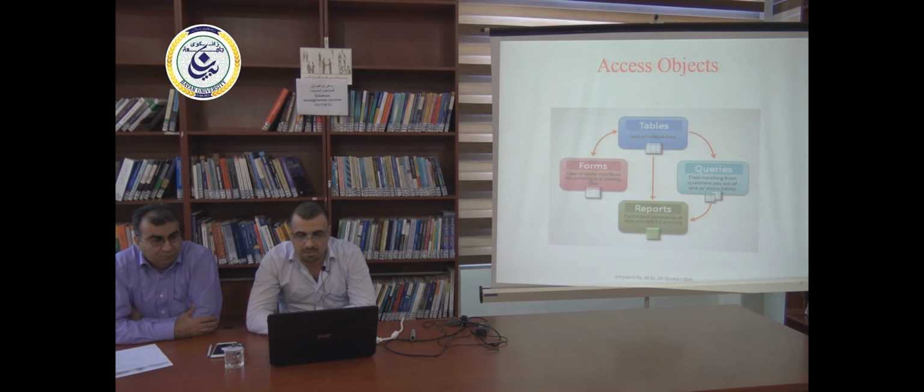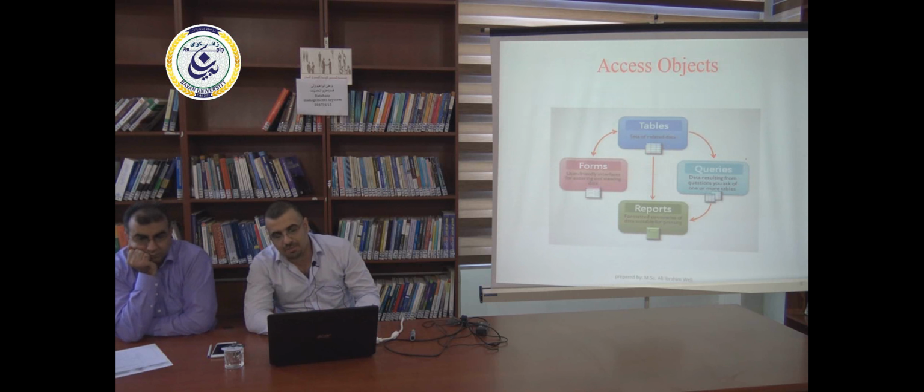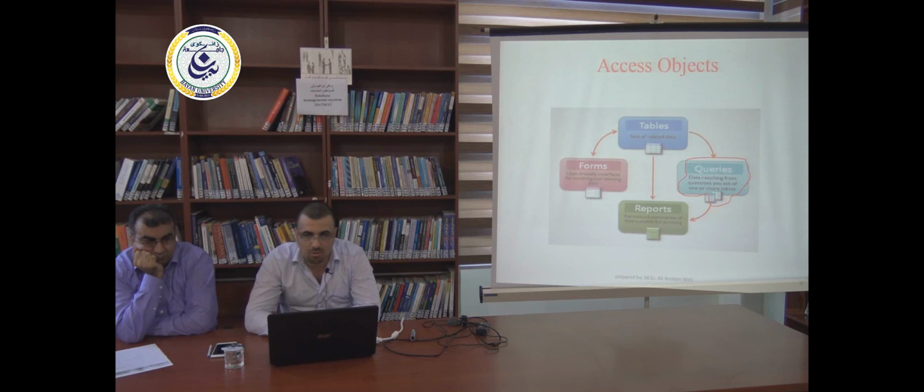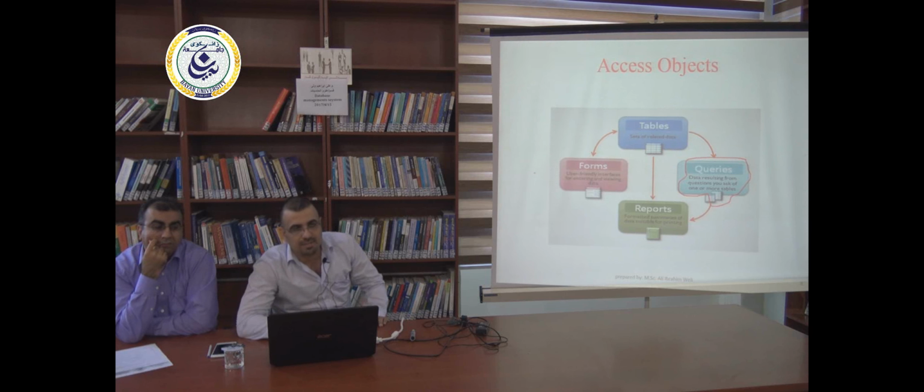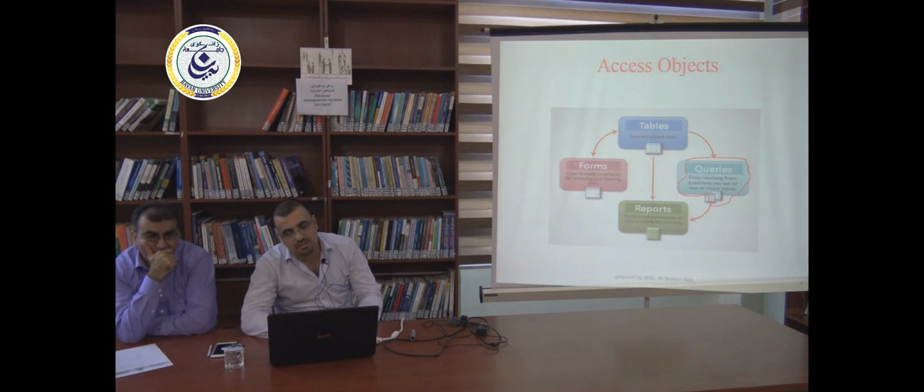The second object in Microsoft Access is the query. A query is used to display parts of the table, depending on a criteria or a condition. The third part of the Access objects is the form. A form is a user-friendly interface that is used to enter data, and the data entered by the form will be stored in the table.